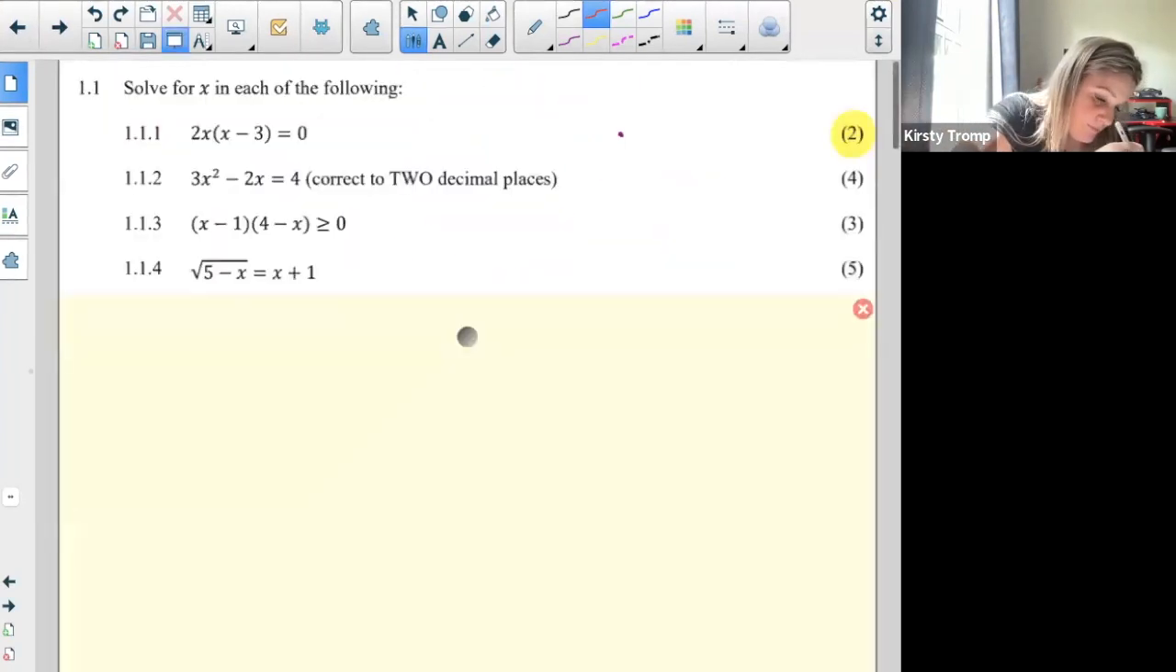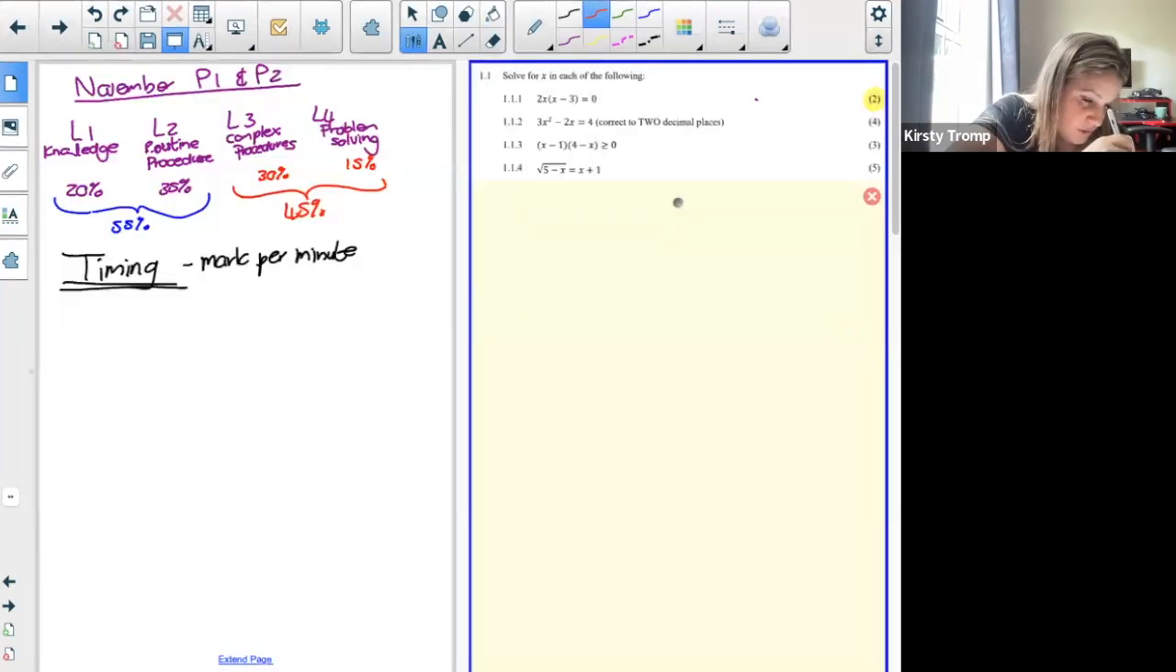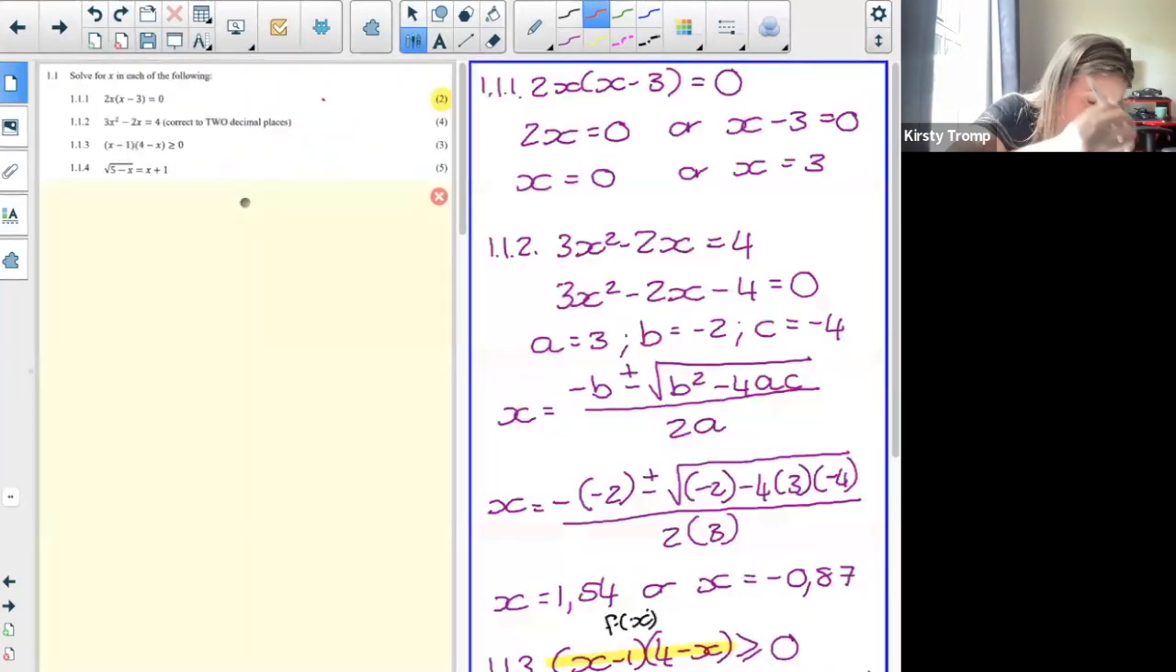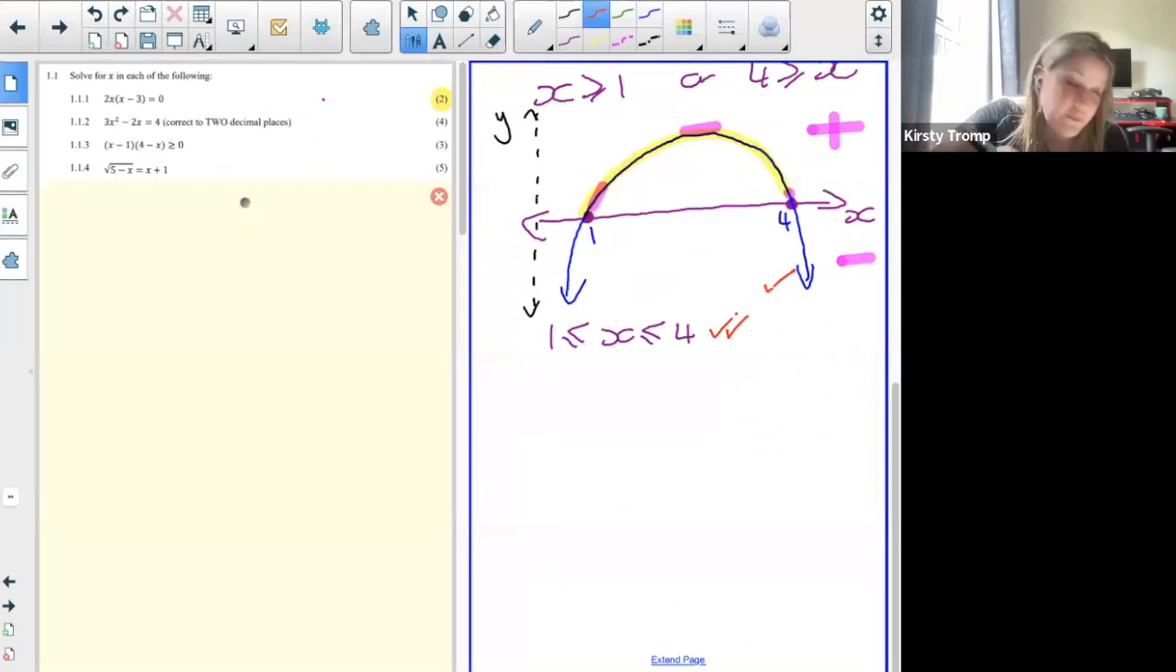All right, guys, let's look at our next question. Our next question, we have a root. Let's do a dual page display again so we can have 2 on the page. So we've got the square root of 5 minus x is equal to x plus 1. 5 marks.